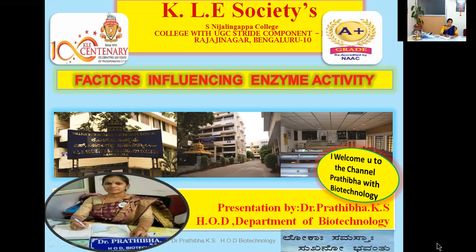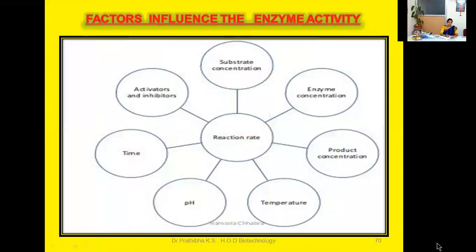Today I'll be presenting a lecture talk on factors influencing enzyme activity. Let us go through the factors that influence the enzyme activity or rate of the reaction. First one, substrate concentration, enzyme concentration, product concentration, temperature, pH, time, activators and inhibitors. These are some of the factors that influence the enzyme activity. Even sometimes they may ask you the factors that affect the enzyme activity. You can write the same answer.